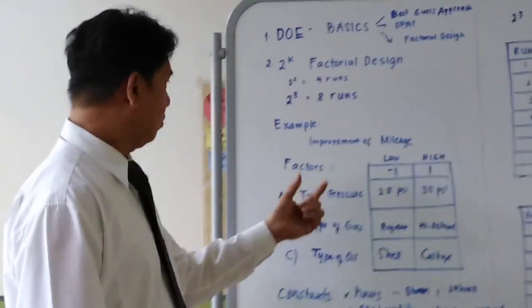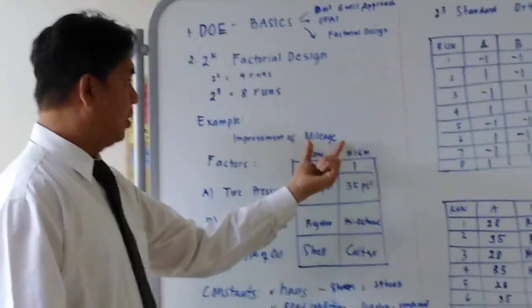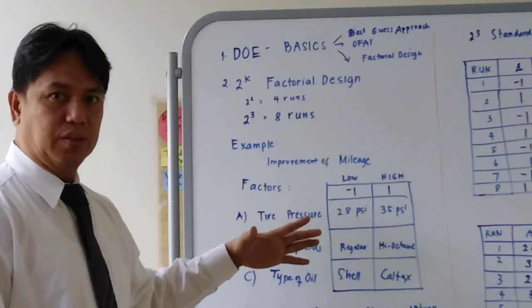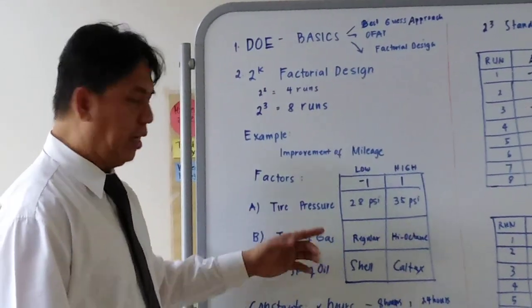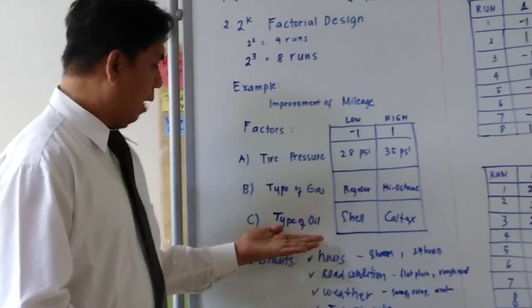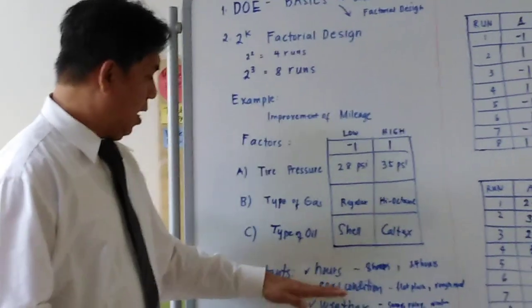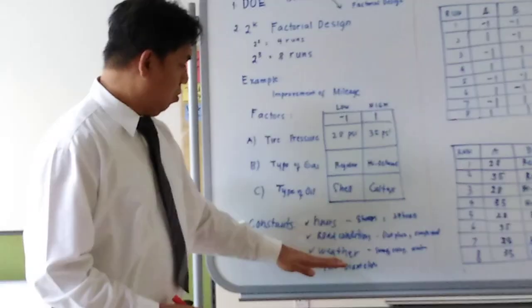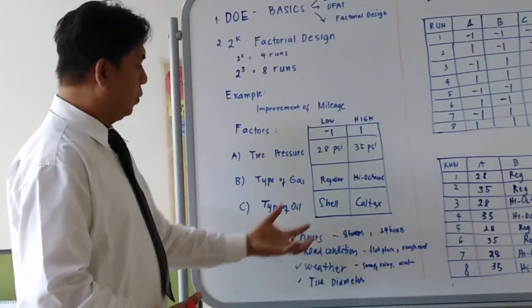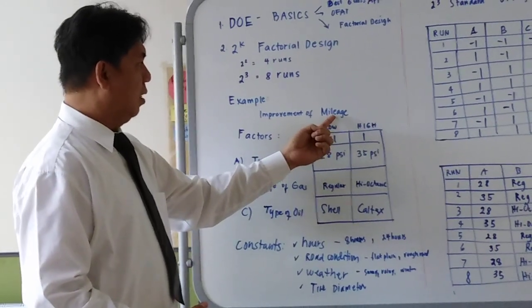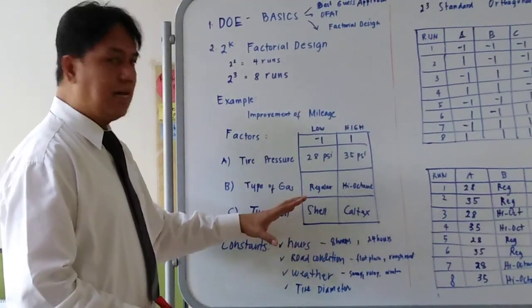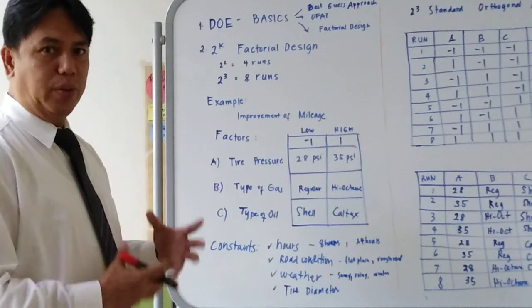Here I have an example of mileage or kilometers. If we want to improve the mileage and investigate the factors, for example, the factors are tire pressure, gas, type of oil, number of hours, road condition, weather condition, tire diameter, and so many others. These are the factors that we want to study so that we arrive at the best mileage. When we list down the different factors, we are going to screen.